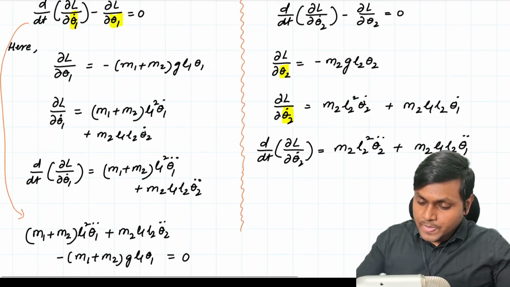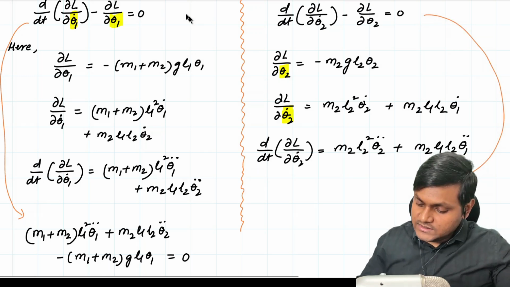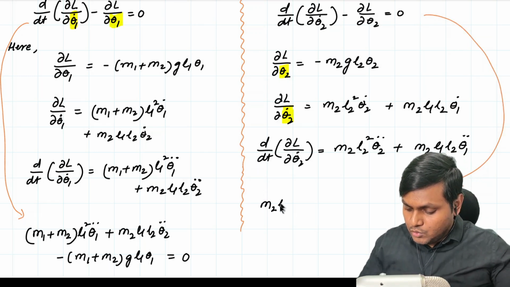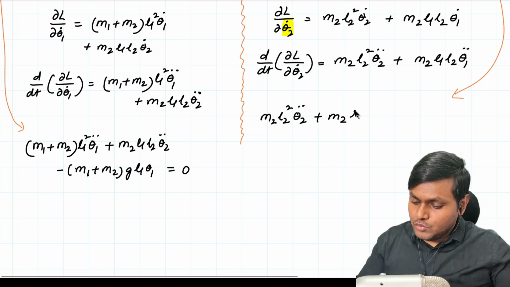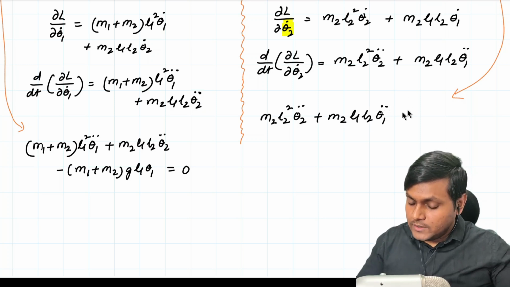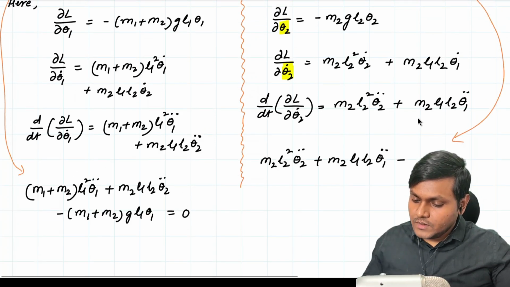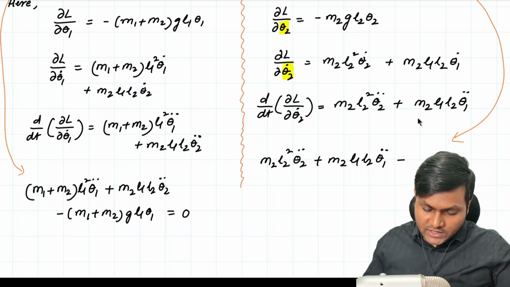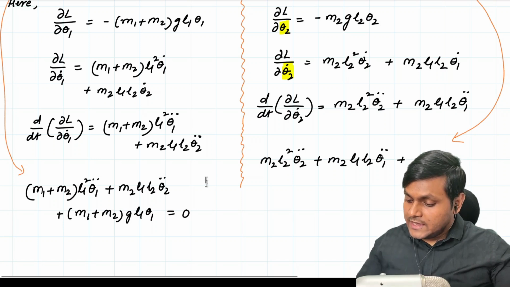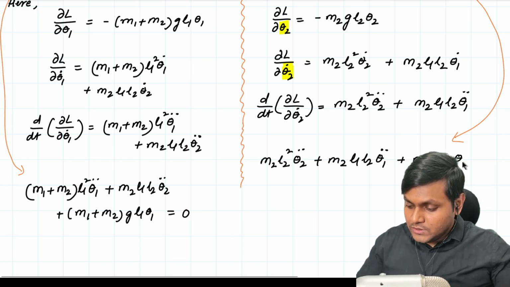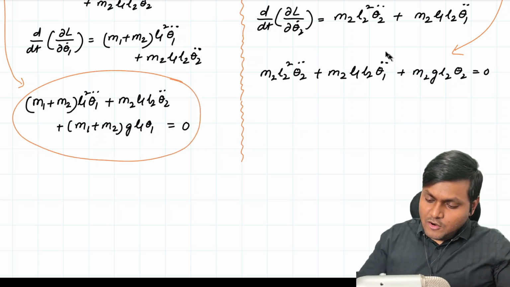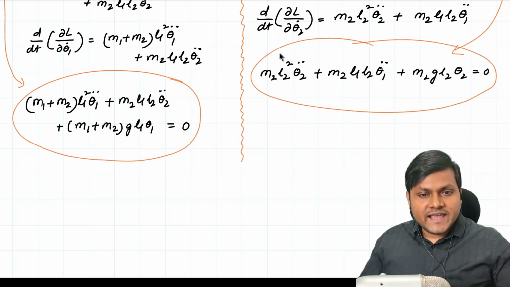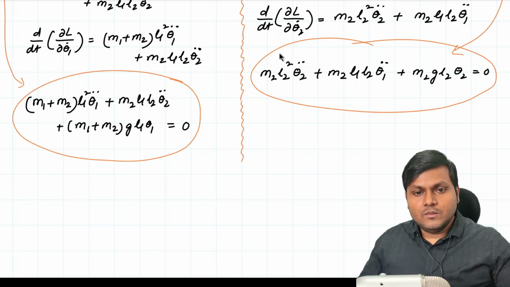If I plug all of this into the Euler-Lagrange equation here, then this takes the form of the equation m2 L2 square theta 2 double dot plus m2 L1 L2 theta 1 double dot plus, here I think I missed a minus sign. So this is supposed to be plus, right? Here also, and here also it's supposed to be plus m2 g L2 theta 2 is equal to 0. So there you have these two equations of motion, which are second order differential equations of motion for a double pendulum under small angular approximation.